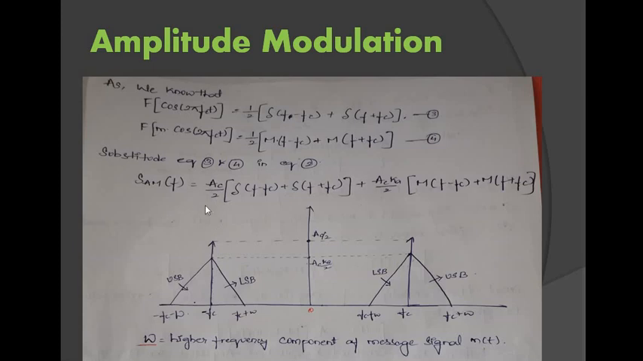As I substitute this, I will get the formula with A_c by 2 as the common term: A_c by 2 delta of f minus f_c plus delta of f plus f_c, because I have two frequency ranges. One is the carrier frequency added, and the other is the carrier subtracted, so as to see how much modulated signal is there. Then the second part is A_c K_a by 2, the constant term, again giving M of f minus f_c plus M of f plus f_c.